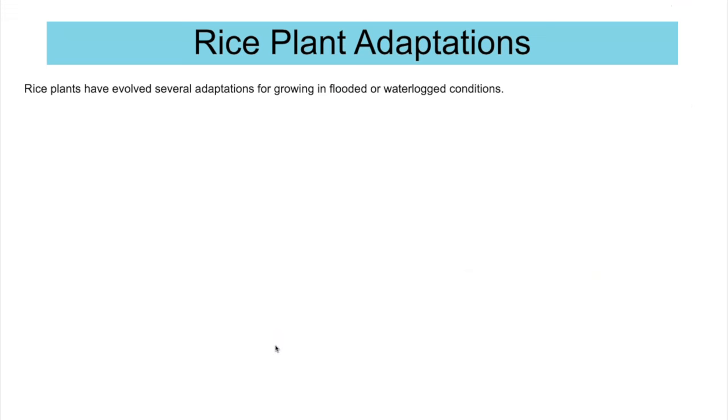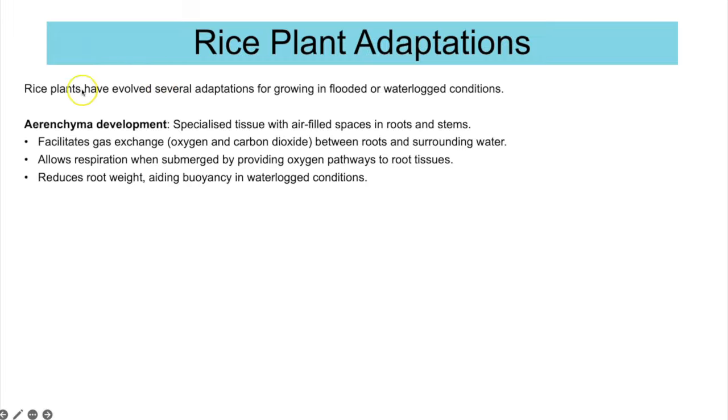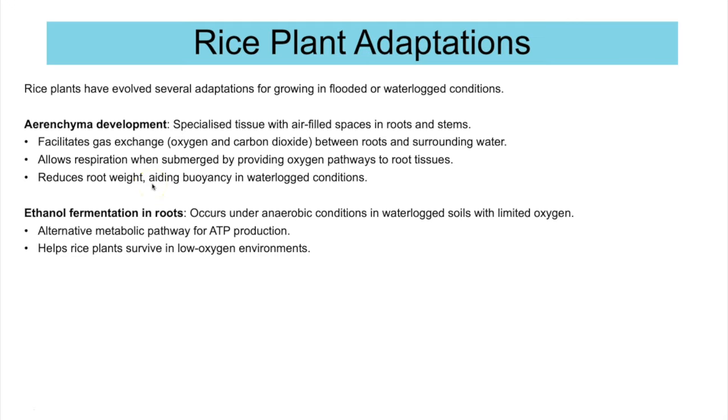So you do need to know this example as well, the rice plant adaptations, because rice plants have evolved several adaptations for growing in flooded or waterlogged conditions. So the aerenchyma development, which is a specialised tissue with air-filled spaces in the roots and stems, is to facilitate gas exchange, so oxygen and carbon dioxide diffusing in and out between the roots and the surrounding water. It allows respiration when submerged by providing an oxygen pathway to the root tissues, and it reduces root weight, aiding buoyancy in those waterlogged conditions, so it will float.